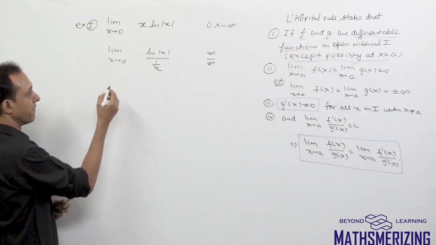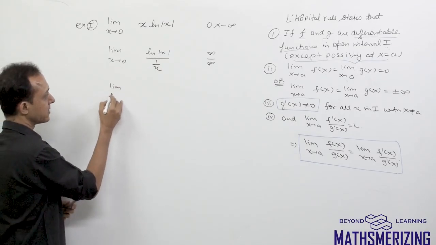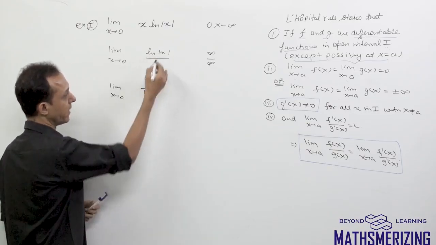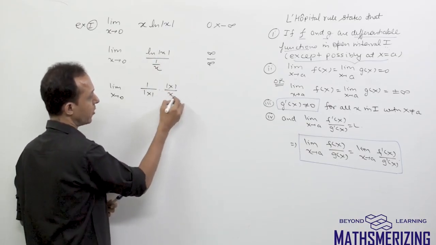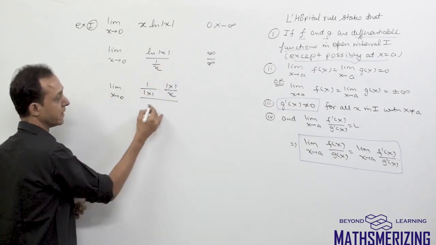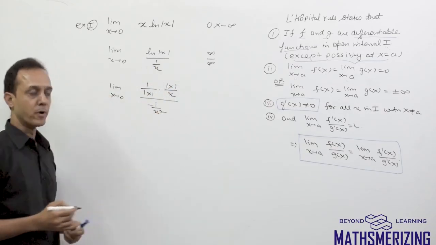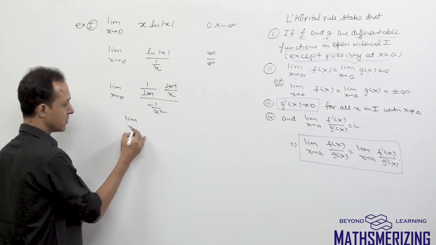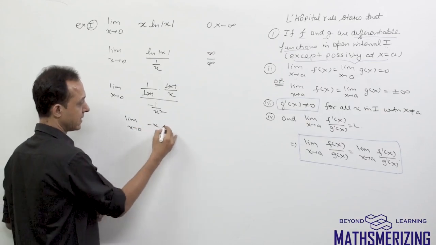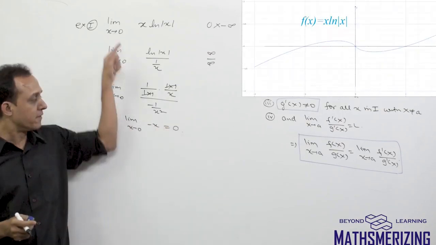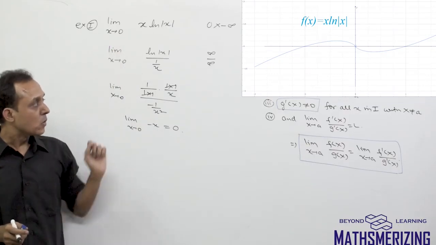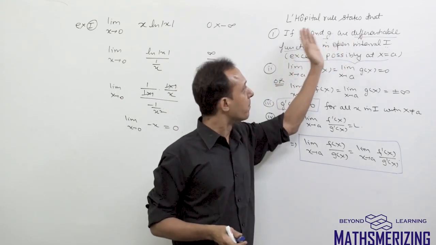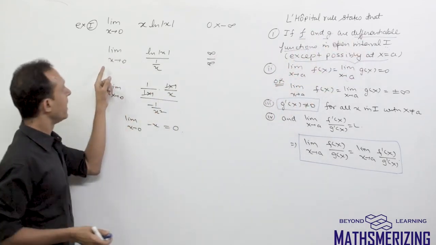So we can apply L'Hopital's rule at a point where f(x) and g(x) may not be differentiable. In this case, if I apply L'Hopital's rule, I can write limit x tends to 0 of 1 upon mod x. I'll differentiate the numerator, and the derivative of mod x is mod x by x, and I'll differentiate the denominator, so it is minus 1 upon x square. So I can cancel mod x with mod x. I'll write limit x tends to 0 of minus x, which is 0. So in this case, the value of this limit is simply 0. So we may apply L'Hopital's rule even when the function f or g, or maybe both, are not differentiable at x equal to a.